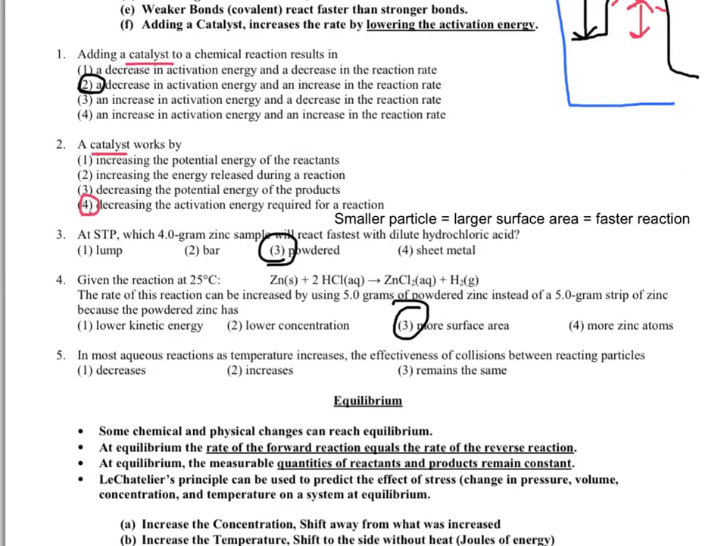Question number 5 asks, what happens to the collisions as temperature increases? We recall that as we increase temperature, we increase kinetic energy. Kelvin temperature is directly related to the average kinetic energy. So as we increase the temperature, the particles move faster and the effective collisions increase, thus increasing the rate.